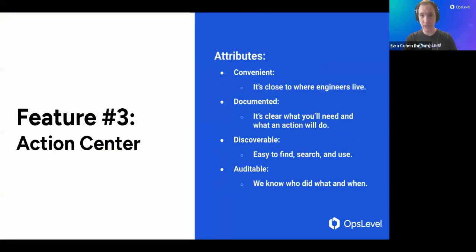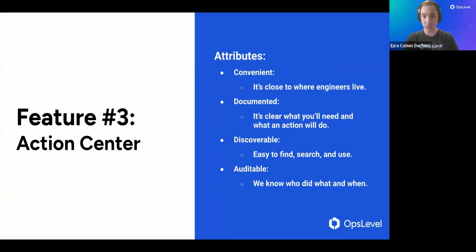So as I said before, right, attributes. We think an Action Center should be convenient, right? It's easy to understand where it lives, how it works. It's documented, so I can see what I have to do and when I should do it. Back to my point earlier about the catalog, it's discoverable, right? I can quickly figure out where this thing lives. I'm not hunting through Git or looking through Confluence trying to figure it out.